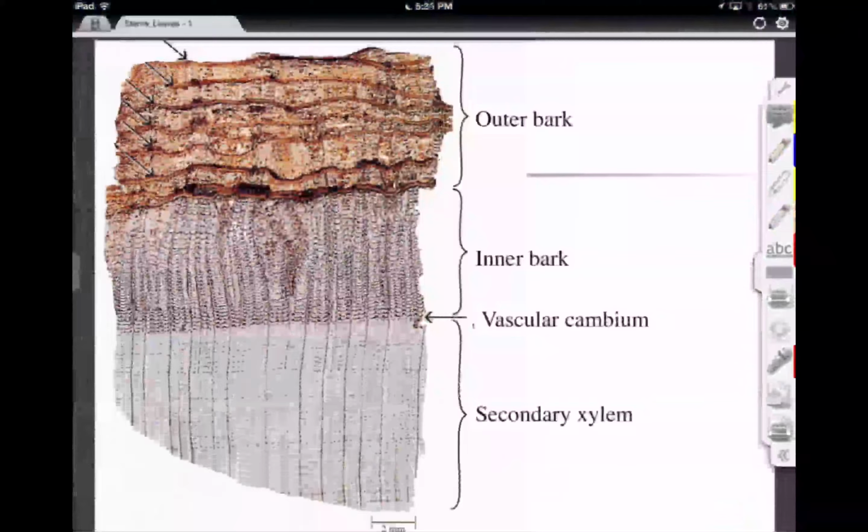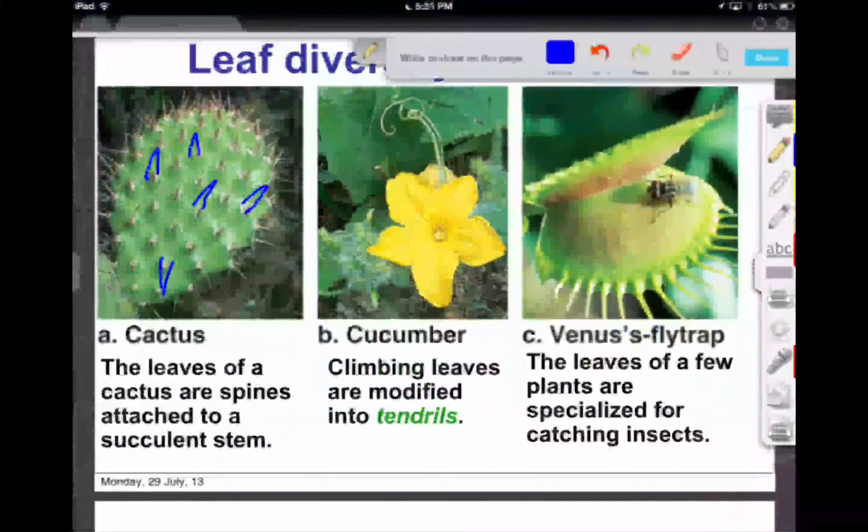Now leaves can be pretty interesting. When you look at needles on a cactus, you say, well, what the heck are those? Well, you may not have realized, but in a cactus, the stem is photosynthetic, and the leaves have turned into these spines. They don't even photosynthesize.